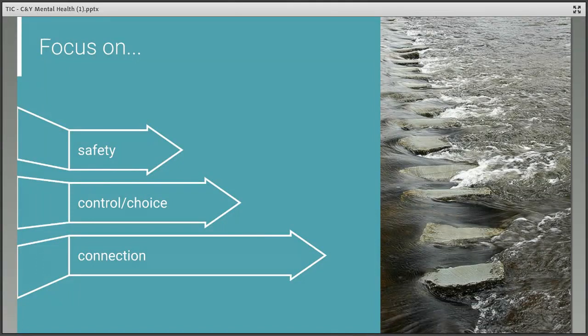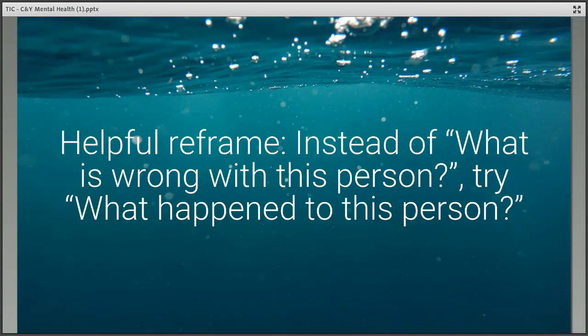So just as a recap, if you wanted to distill all of that down into 3 points, focus on safety, choice and control, and connection. Those 3 things are really the heart of trauma-informed care. And so if we can be thinking and filtering our actions, our environment, our programs through those layers, we will be naturally leaning towards more trauma-informed care approaches.